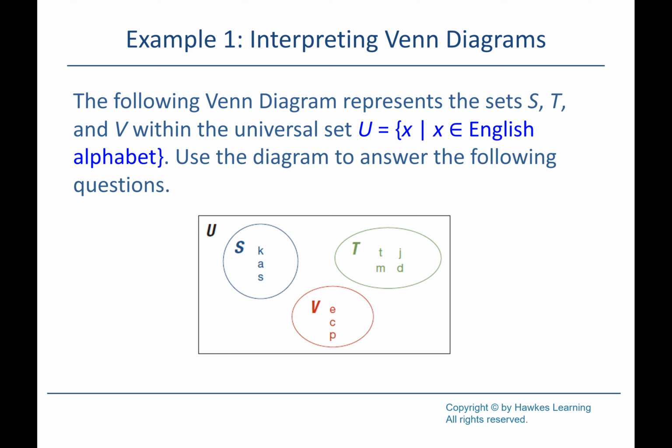So we've got a few questions to answer just to get us ready to look at these things. It says, list the elements of set S, T, and V in roster form. All that means is we just list them out. So if we want to list out set S, we can get them right off the diagram. We've got K, A, and S in there.